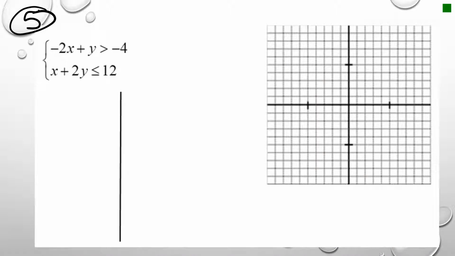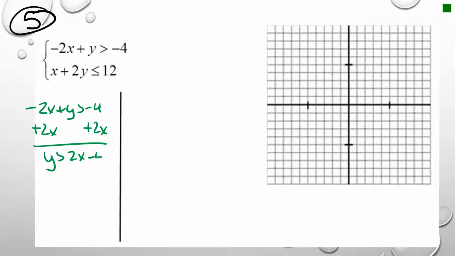So we've got negative 2x plus y is greater than negative 4. We've got to get the y alone. So I'm going to add 2x. Y is greater than 2x minus 4. I'm going to start at 0, negative 4. My slope is up 2, right 1. I'm going to do a whole bunch of up 2, right 1s. And I'm going to do some down 2, left 1s. And then I'm going to stop!